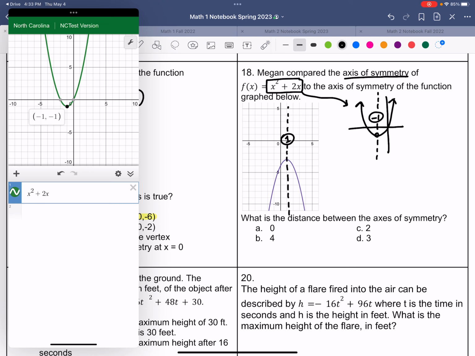So we're looking for the distance between them. Think about your number line. On your number line, let's say -2, -1, 0, 1, 2, and it goes on forever. If you have one thing at -1 and one thing at +1, there are 1, 2 units between them. So that's a total distance of 2 units. That's C.